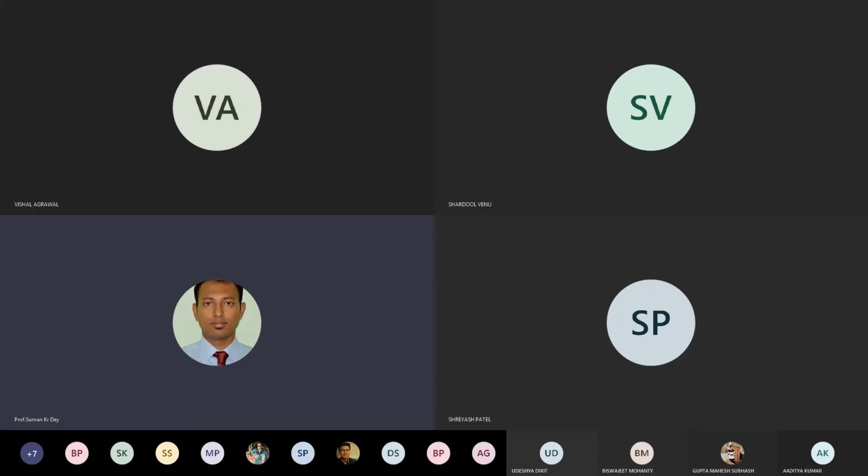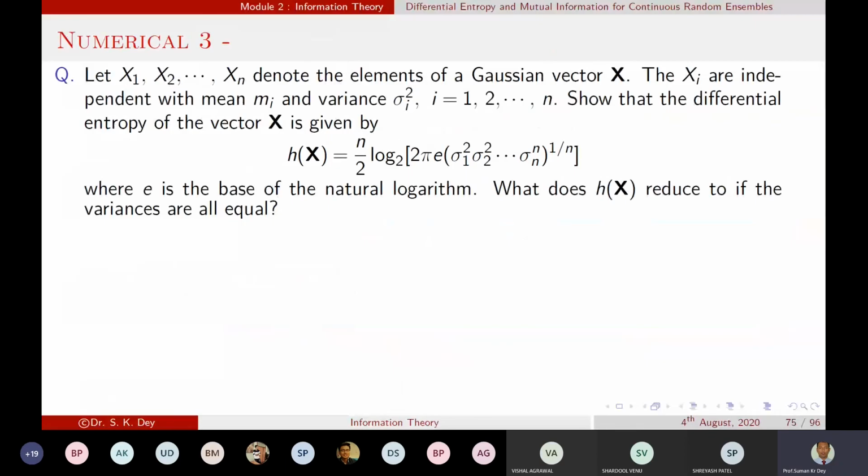In this class we will also discuss some numericals. So this is the question. What we will find out is the differential entropy.